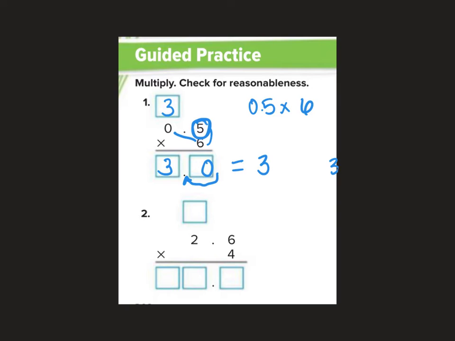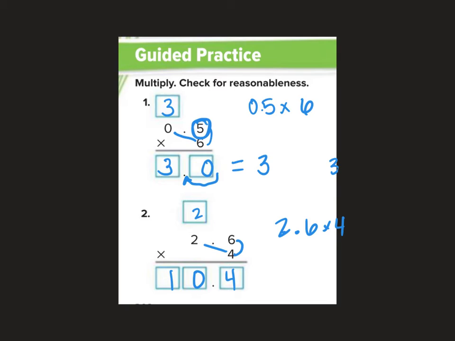Okay, let's do the next one. 2 and 6/10 times 4. 6 times 4 is 24. 4 times 2 is 8, plus 2 more is 10. Oh, we're supposed to check for reasonableness. We'll come back and do that. So I got 10 and 4/10.